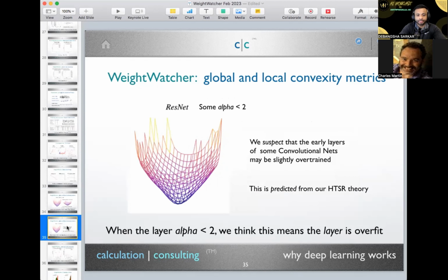The other idea is that when alpha is less than 2, we actually think the layer may be overfit. And again, when alpha is less than 2, this corresponds back to these universality classes. So when alpha is less than 2, it corresponds to being overfit.